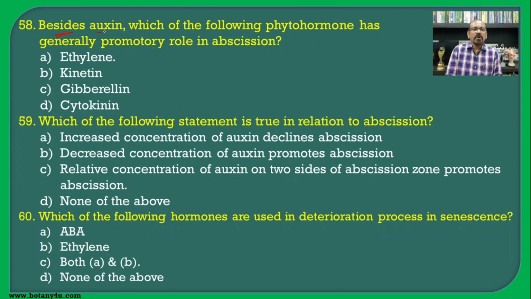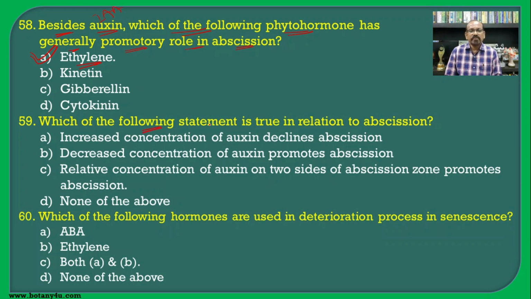Then besides auxin, that is indole acetic acid, which of the following phytohormone has generally promotory role in the abscission? So if you see the promotory role of the hormone, that is the ethylene. So this ethylene is responsible to promote the activity of the abscission in the plants.